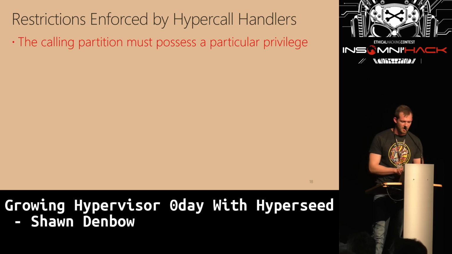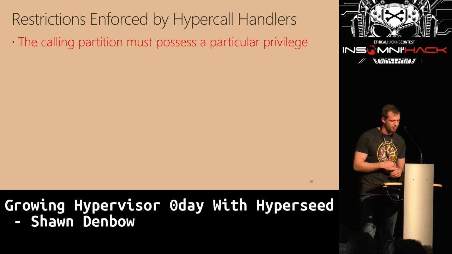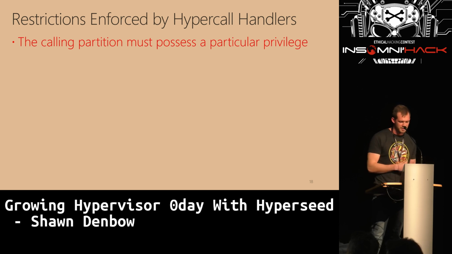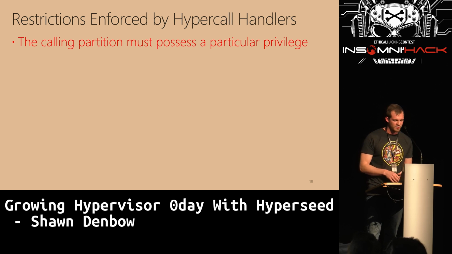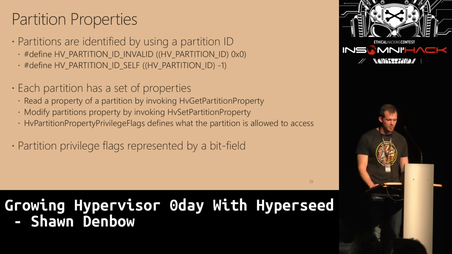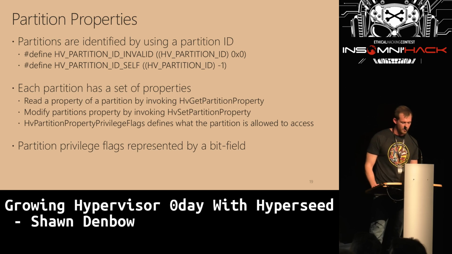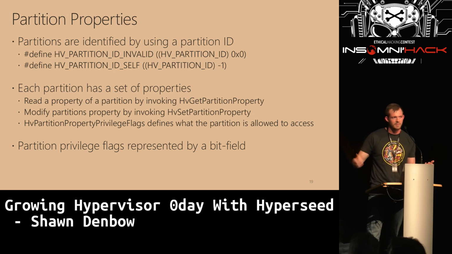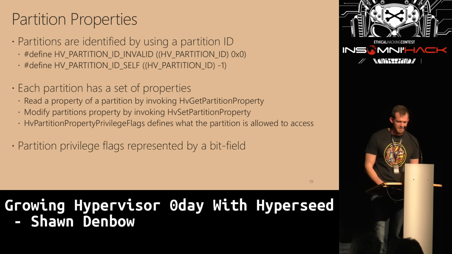So the first restriction to talk about deals with privileges, and particularly with partitions. And before I show the code snippet, I think it's important to understand a little bit more about their properties. So partitions, if you remember, you have your root partition, you have a bunch of children, and you represent these by a unique ID. So this is going to be some type of 64-bit value. And one interesting thing is these are going to be unique across a Hyper-V instance, but if you do reboot, you can reuse these IDs, but they're all going to be unique on a single running instance.